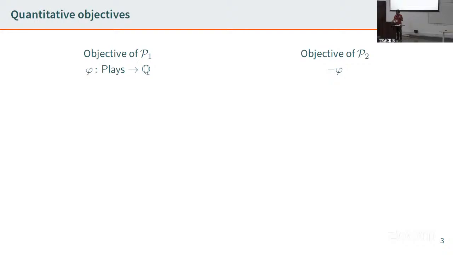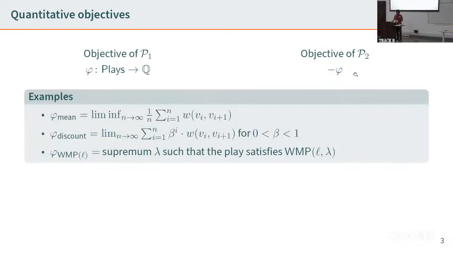Let's look at some examples of quantitative objectives. Here I have 3 objectives. One is the standard mean payoff objective. What you do is you take the mean of the payoff seen in the first n steps, which is this term, and then take the limit as n goes to infinity. This is the standard mean payoff objective. The second one is a discounted sum objective, where the payoffs appearing later in the play are multiplied by a discount factor beta, and they contribute less to the total sum.